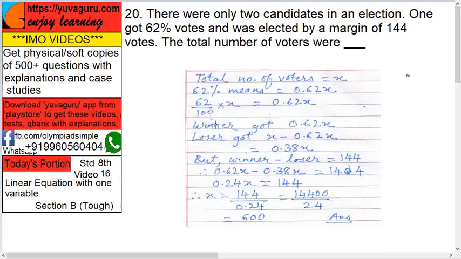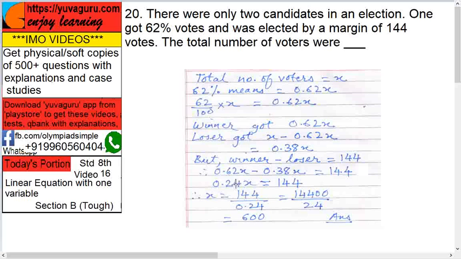Now see here, winner has got 0.62x, loser has got 0.38x. So winner minus loser, that will be the gap of the votes, that is the margin by which the winner won. So winner minus loser is given as what? 144 votes, means winner got elected by 144 votes. So winner minus loser equals 144. So solve this then. 0.62x minus 0.38x, right, equals 144. So 0.62x minus 0.38x equals 0.24x equals 144.